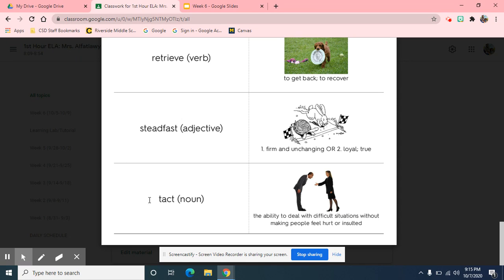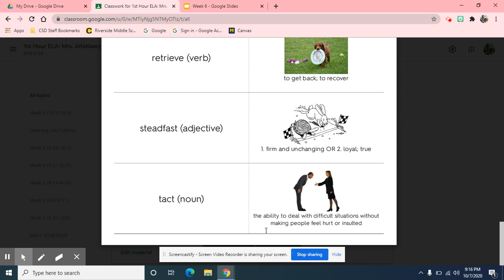And the last word is tact. Tact is a noun, the ability to deal with difficult situations without making people feel hurt or insulted. It requires tact to tell a friend you're voting for someone else for class president. So I think tact would be like a skill. So it requires a skill, a tact, to maybe convince someone to believe in your opinion or to agree with you.